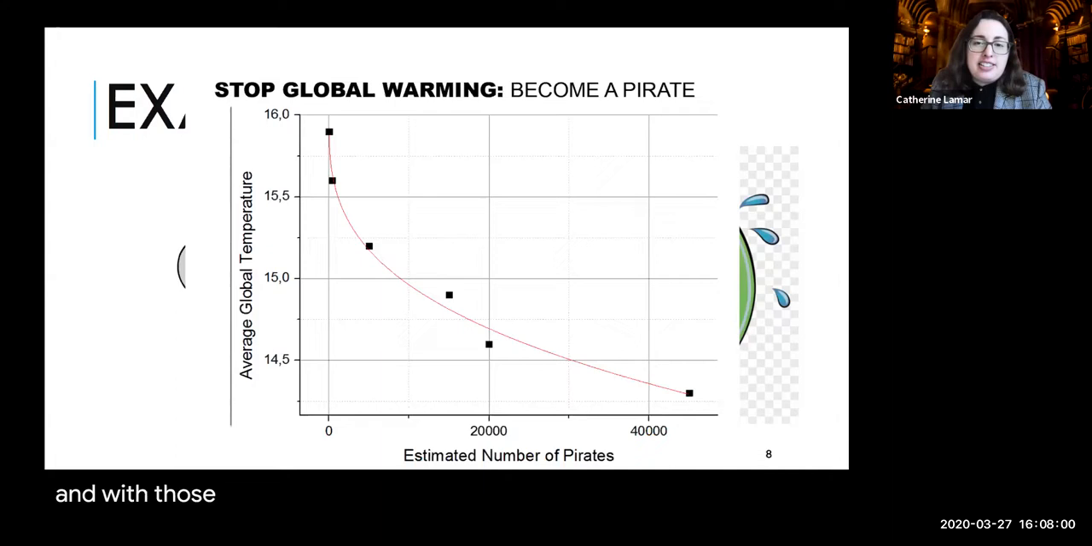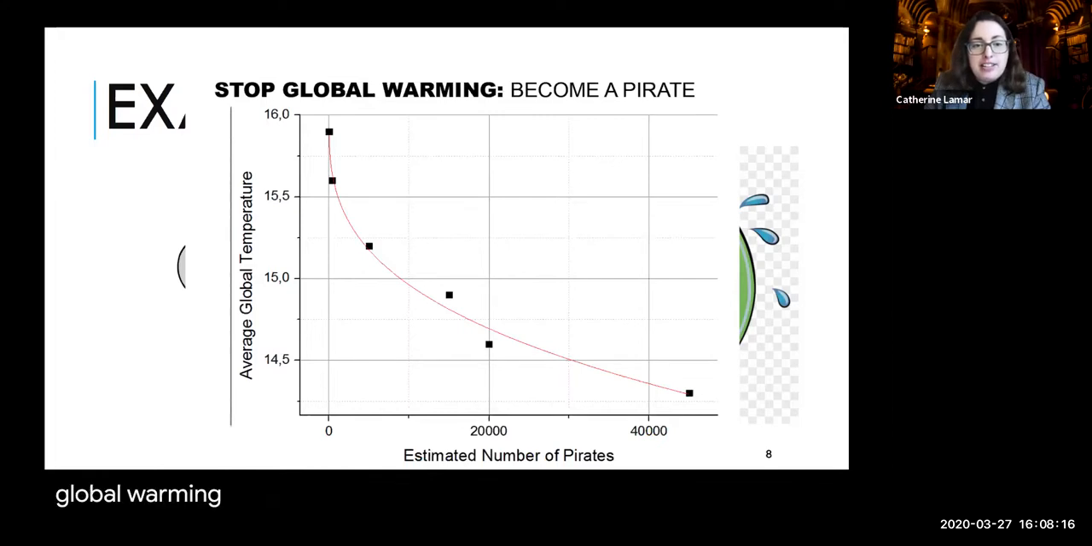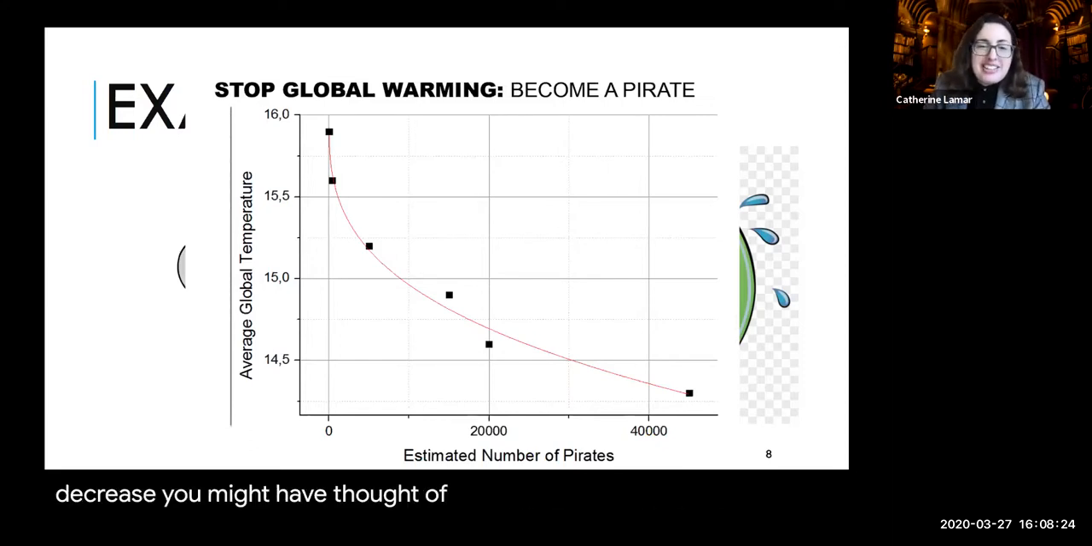And with those things, like advances in technology and advances in shipping different goods through planes and trucks and things like that, we've seen an increase in emissions as well. So maybe due to things like that, we see that global warming has started to increase, or our global temperature has started to increase, and also the number of pirates has just started to decrease. You might have thought of other things as well. There are many different confounding variables that could help us explain this relationship here.